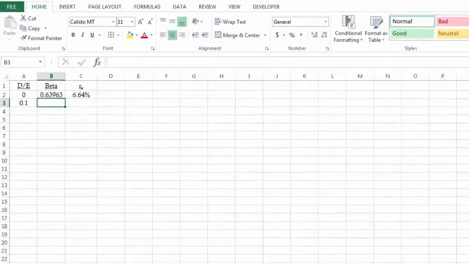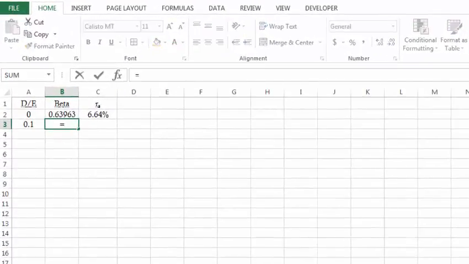So I'm going next door. I'm going to say equals this number, whoops, not that number. What a goof. That number always. So I'm going to hit F4.